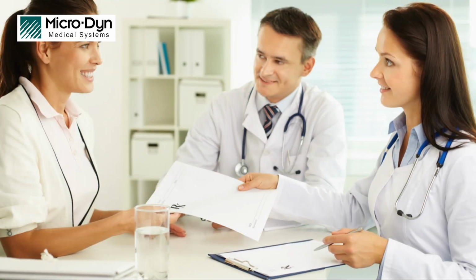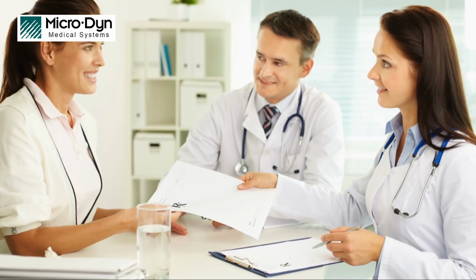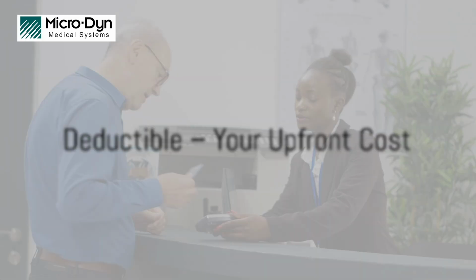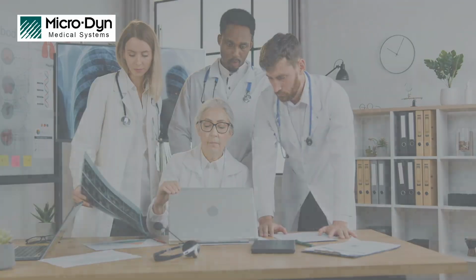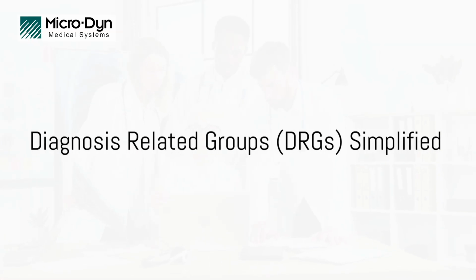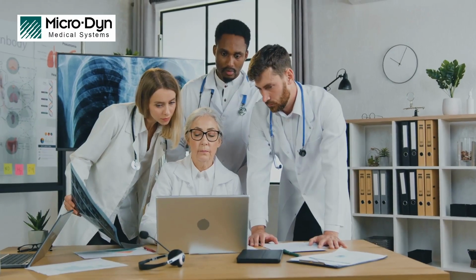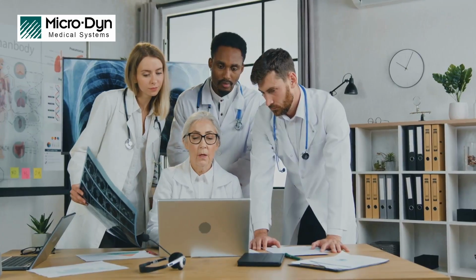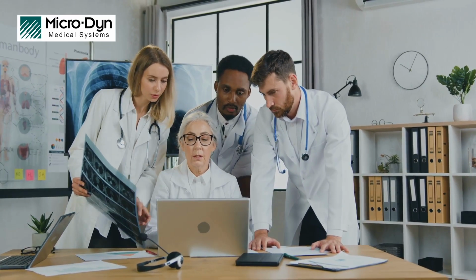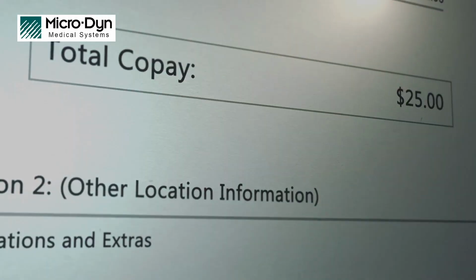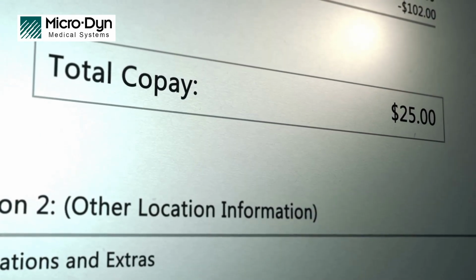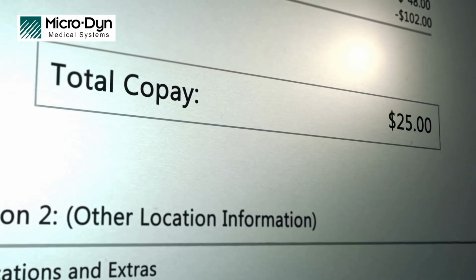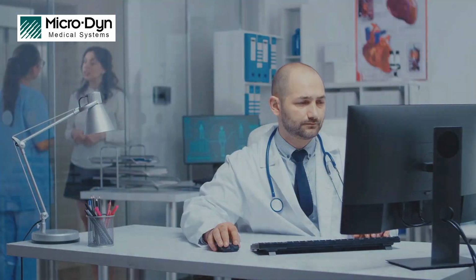Coordination of benefits determines how multiple insurance policies work together for one patient. Deductible is the amount a patient pays before insurance begins to cover costs. Diagnosis-related groups, or DRGs, are a system grouping hospital cases with similar diagnoses to determine reimbursement rates. An explanation of benefits, or EOB, is a statement showing how a claim was processed and paid.